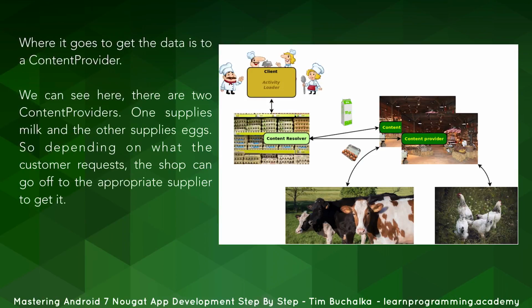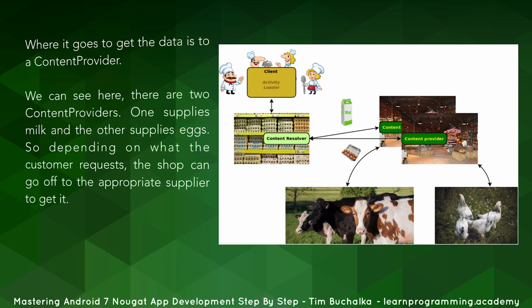Where it goes to get the data is to a content provider. Now we can see here there are two content providers. One supplies milk and the other supplies eggs. So depending on what the customer requests, the shop can go off to the appropriate supplier to get it.